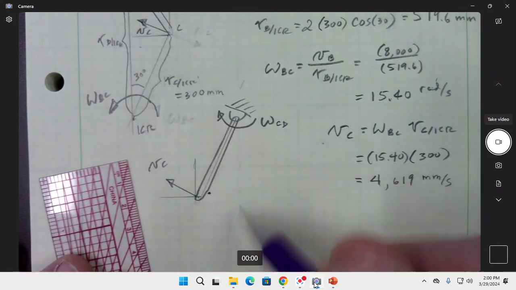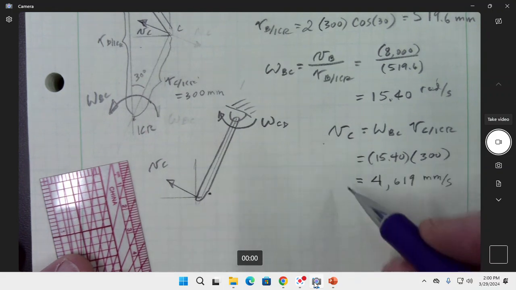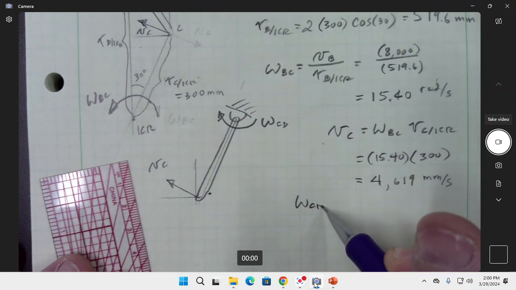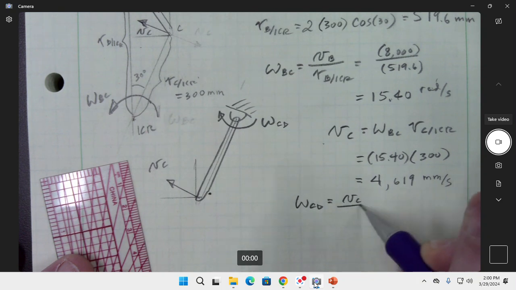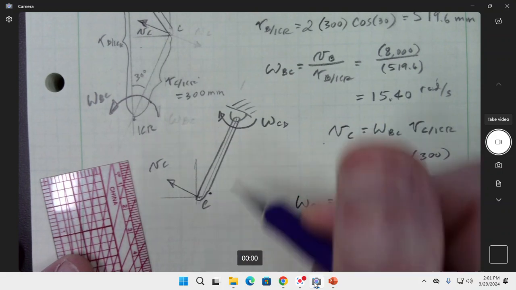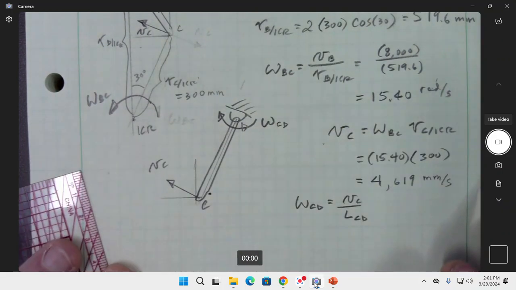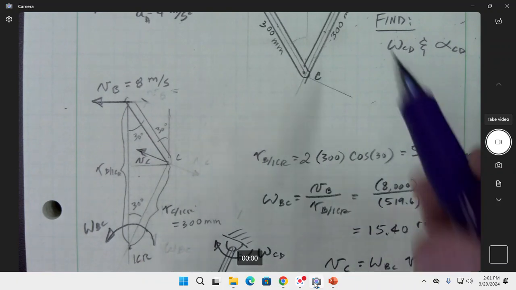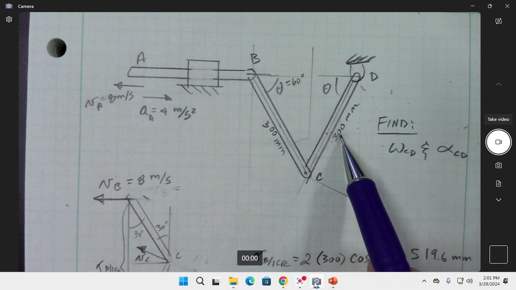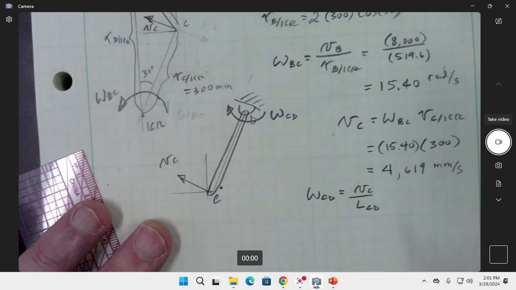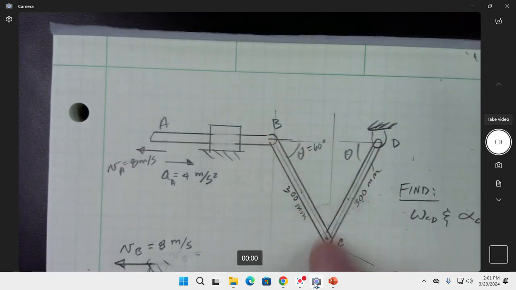I don't know if I needed to do that, right? I just did. But if you want to get omega CD, that's going to be equal to VC over LCD, which is also 300. So that makes it a little confusing right there. We're going to divide by 300, and so we're going to end up with the same. But it kind of makes sense on one level because there's symmetry right there.